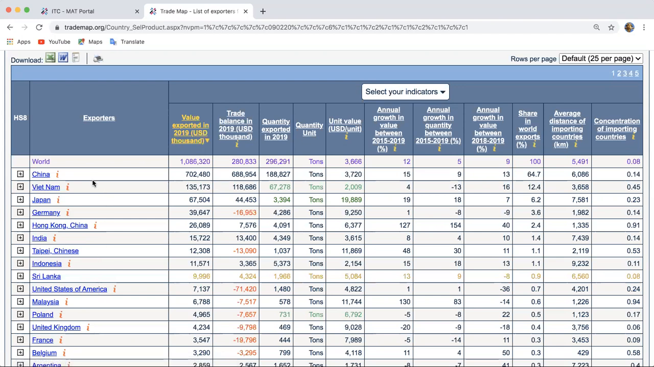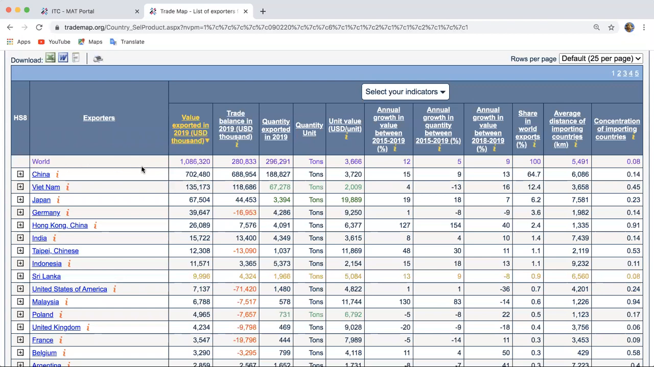So China was the largest exporter of green tea in packagings of larger than 3 kilos. Vietnam was the second, Japan third, Germany, you understand the system. And it is ranked according to this second column right here, the value exported in 2019.